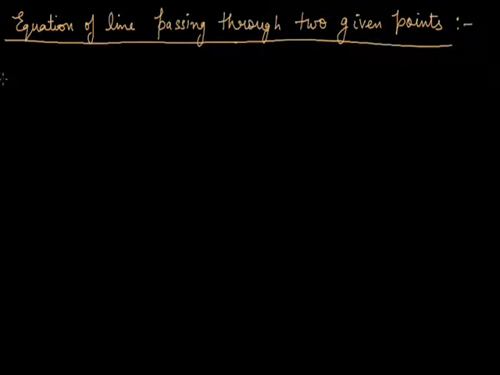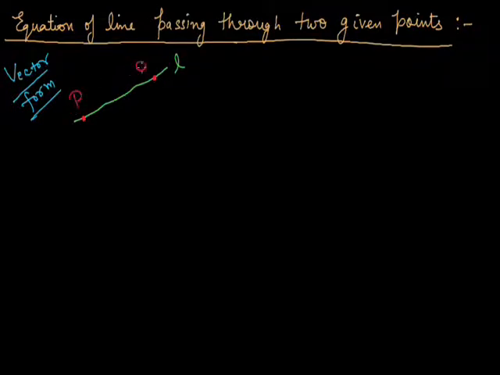Let's start with the vector form. For that purpose, suppose you are given the line. Suppose this is the line L. This line passes through 2 points, let's say P and Q. Assume that the position vector of point P is P vector and the position vector of point Q is Q vector. P vector is the position vector of point P and Q vector is the position vector of point Q.